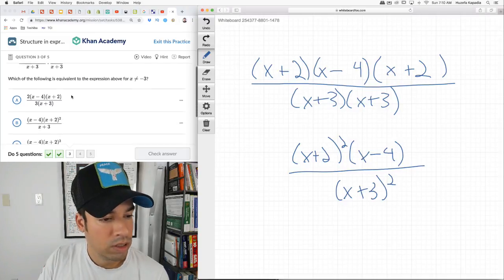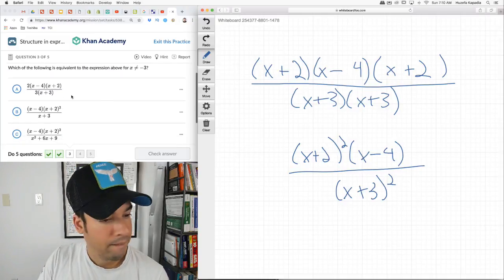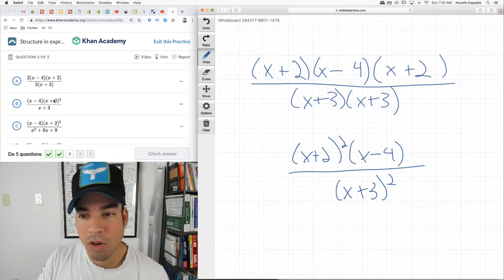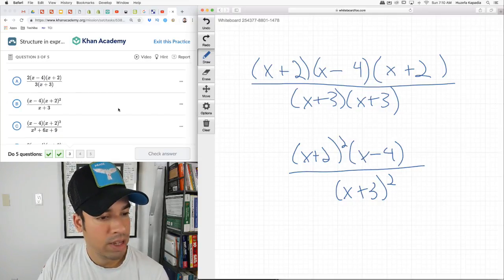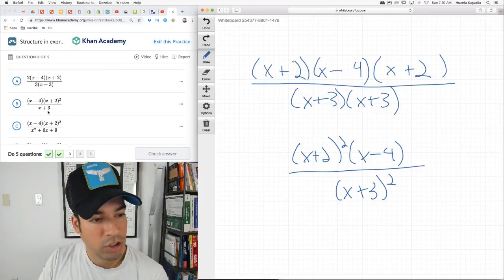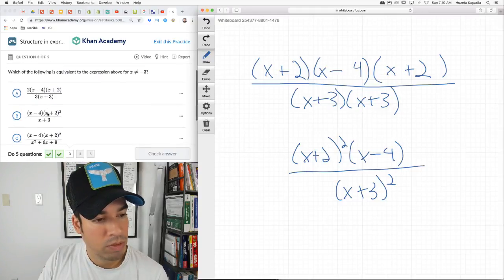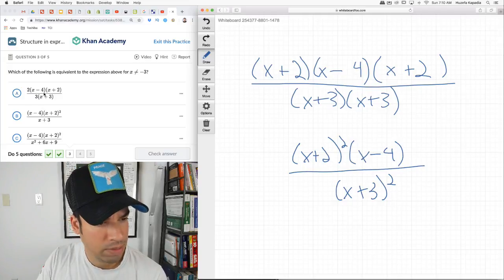But anyways, let's look at the answers. This one's almost right. They have the x plus 2 squared, x minus 4, but where did the extra x plus 3 go? It disappeared, so that's wrong. This one's wrong. I don't even know what this is with the factoring out of the 2's. That doesn't make any sense.